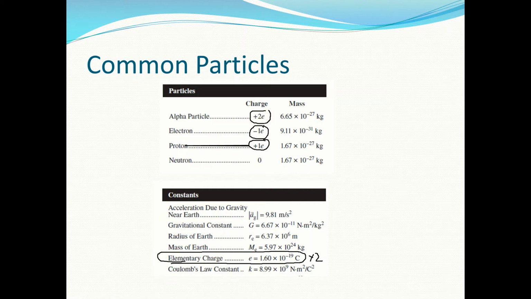So this would be 3.2 times 10 to the negative 19. This would be negative 1.6 times 10 to the negative 19. This would be positive 1.6 times 10 to the negative 19. So you need to know these common particles. They'll come up in questions. You have to be aware of them.